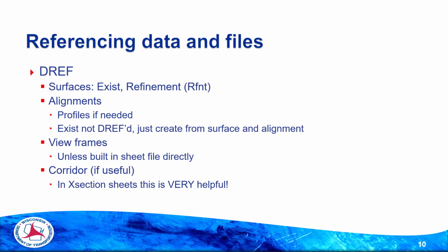As opposed to that, the other kind of reference is the DREF, or data references. This is going to be things like surfaces, where you can reference in existing and probably a refinement surface, maybe some other surfaces as well, but generally existing and one of the refinement surfaces are going to be in your sheets. You can also bring in alignments. Alignments are kind of the boss level of profiles, so if you need a profile, you need the alignment to come in first. Alignments are generally needed for a lot of reasons, including view frame groups are tied to alignments, cross sections are tied to alignments, and so forth. So alignments are a pretty important part of this, and profiles make a lot of appearances as well.